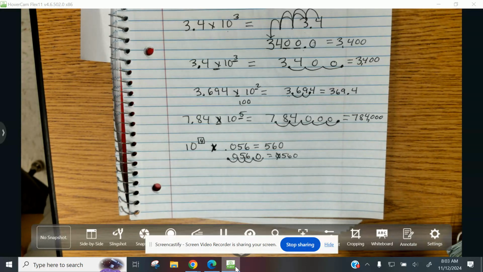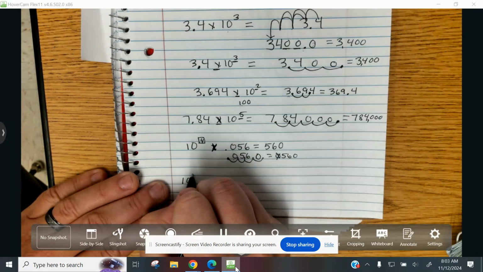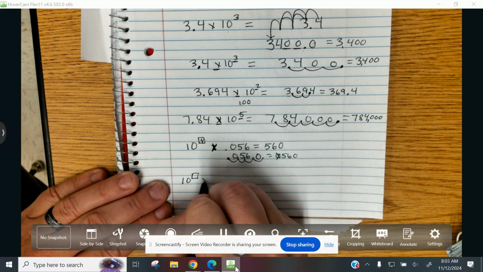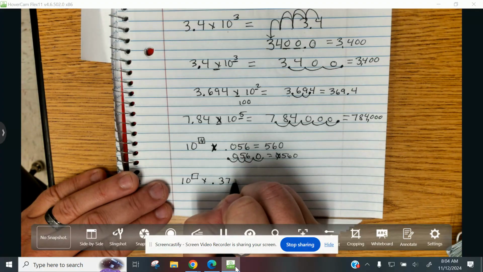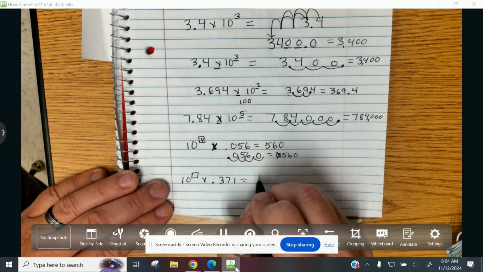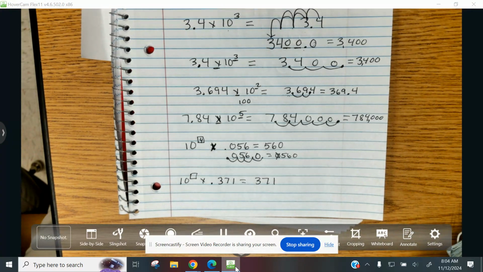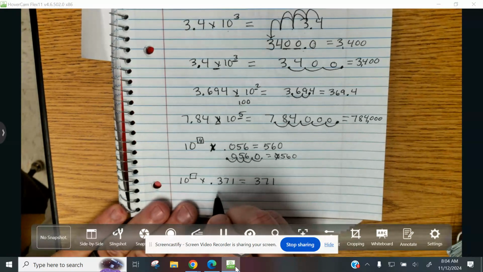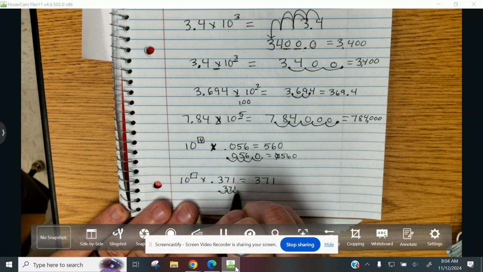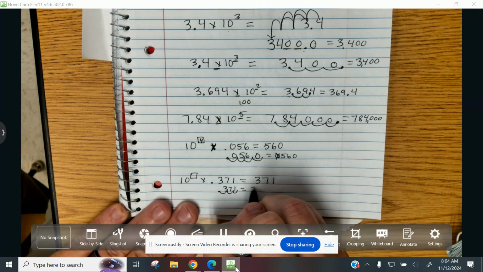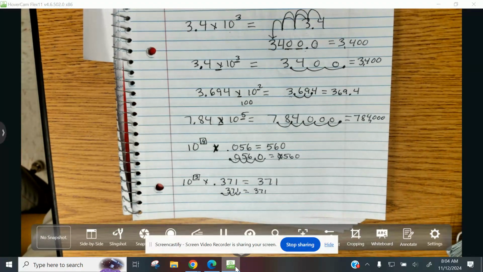Okay? What if I had 10 to the, let's go another blank, times 0.371 equals, and let's say 371. Let's just say it equals 371. So how many shifts would I need? Again, rewrite it. 1, 2, 3. Notice there's no zeros. So what would I have? I'd have 371, and I'd have an exponent of 3.